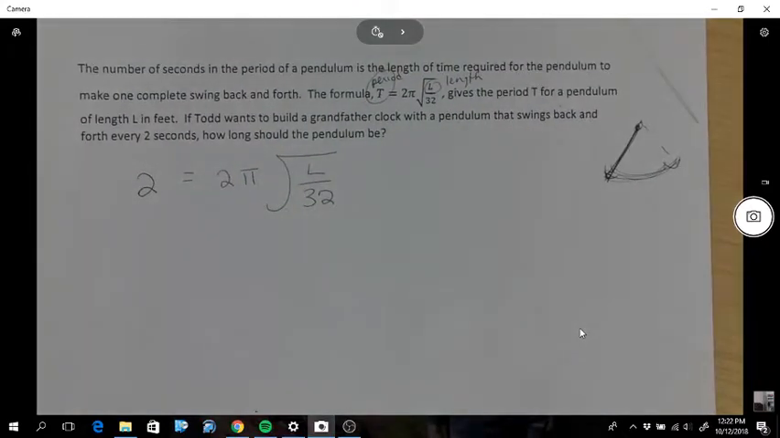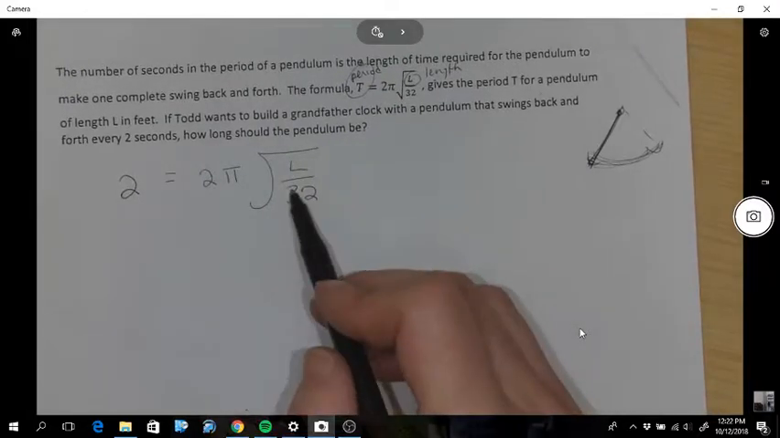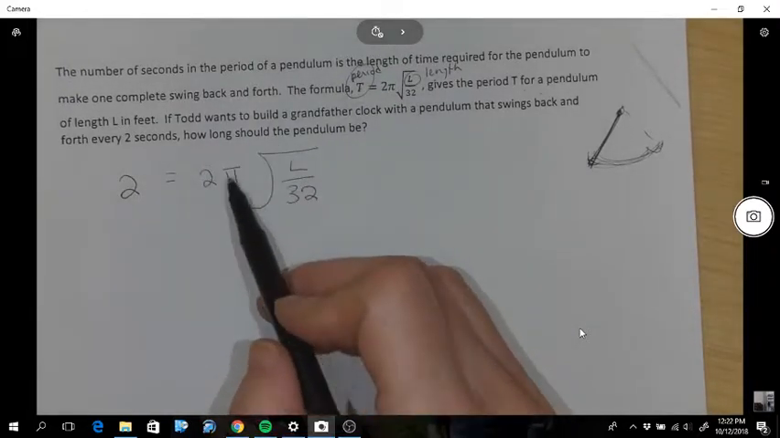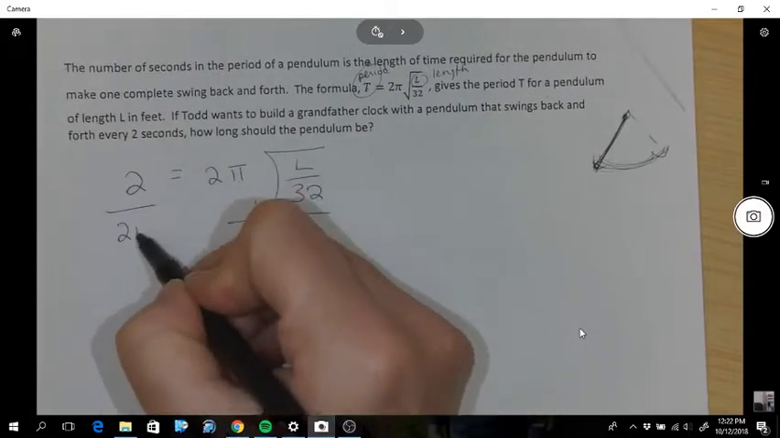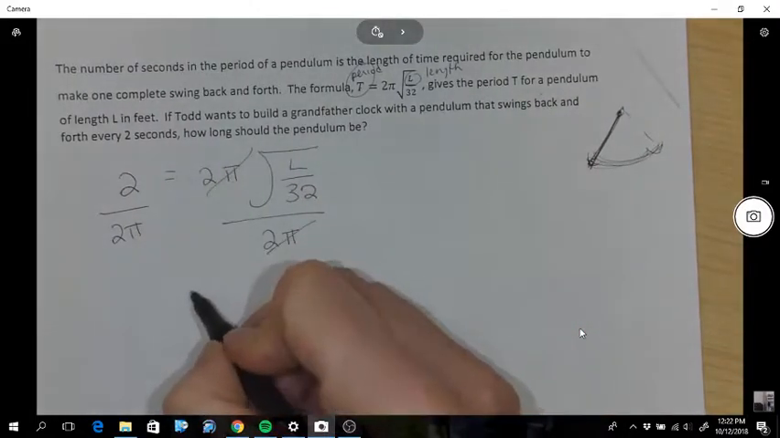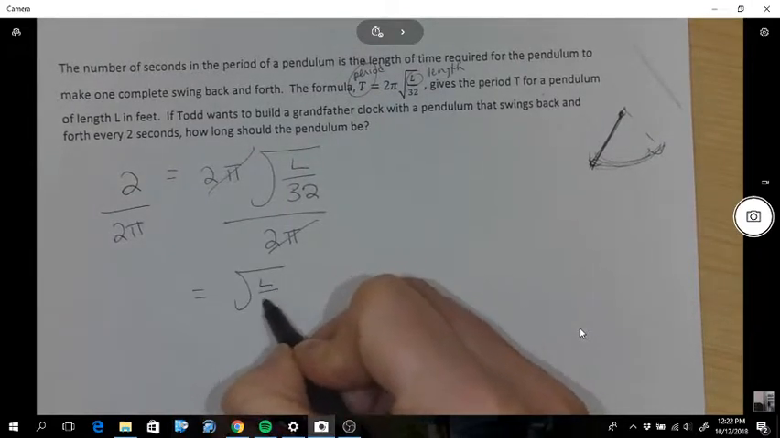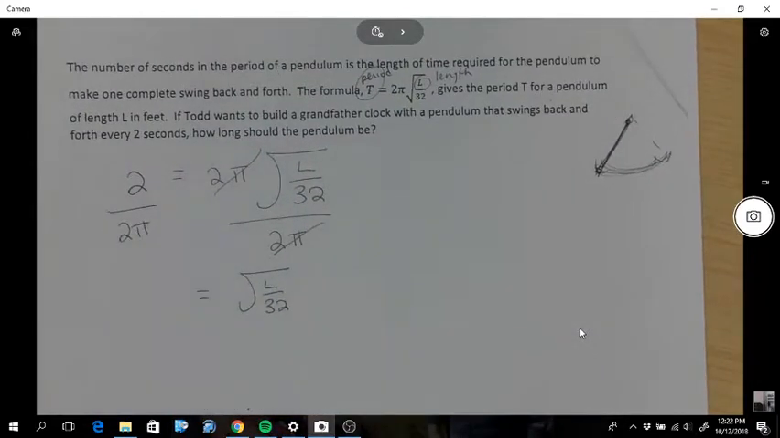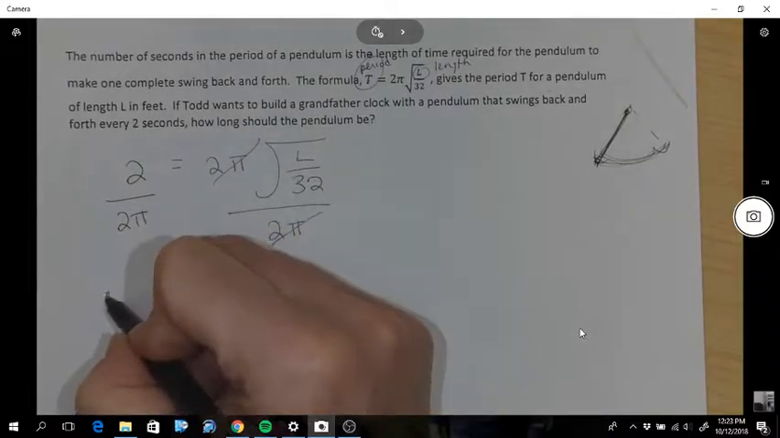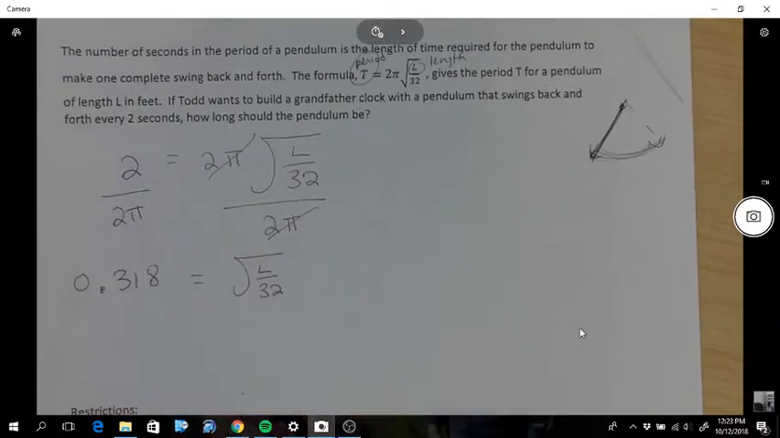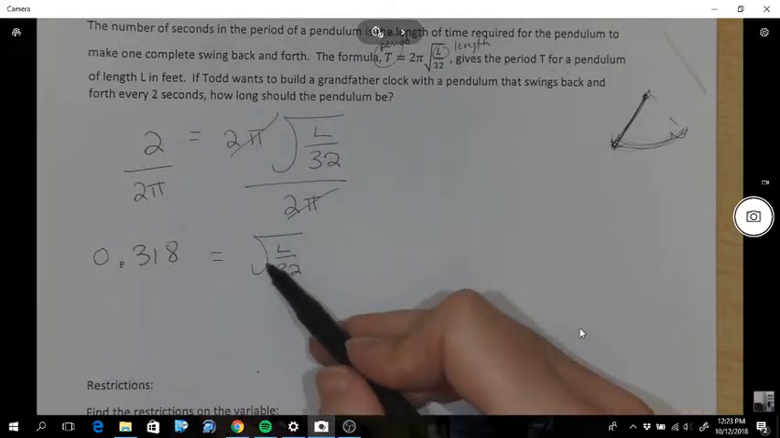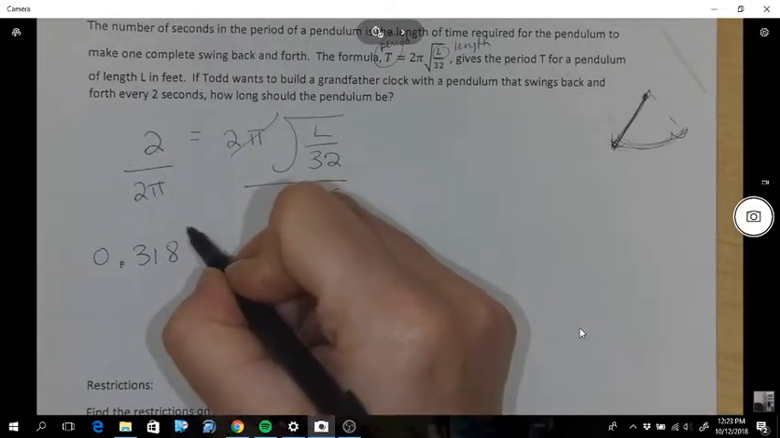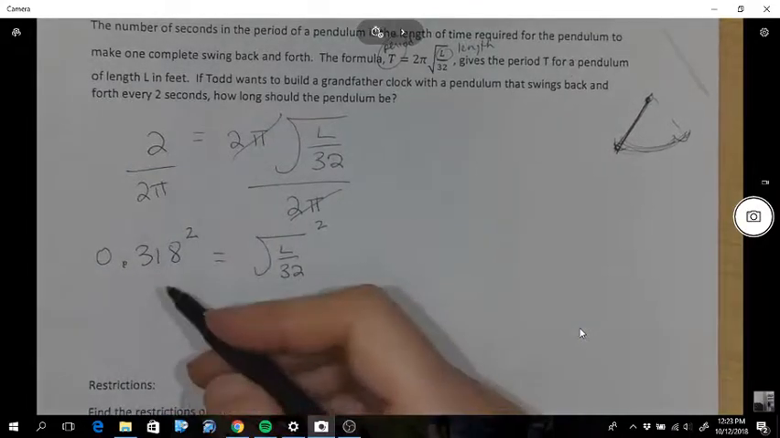Okay, so do we have the root isolated? No, the root is not all alone, so we need to get rid of the 2 pi. So I'm going to divide each side by 2 pi. Okay, 2 divided by 2 pi is a value of 0.318. Okay, now the root is isolated. How do I get rid of the root? I square. So I square that side.